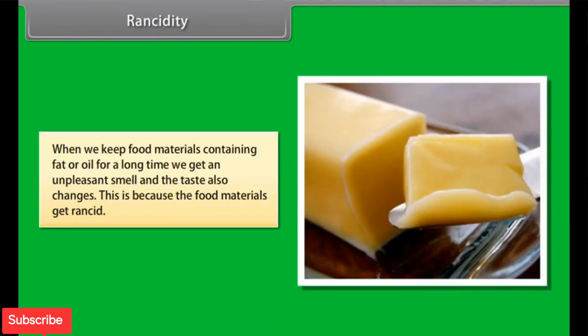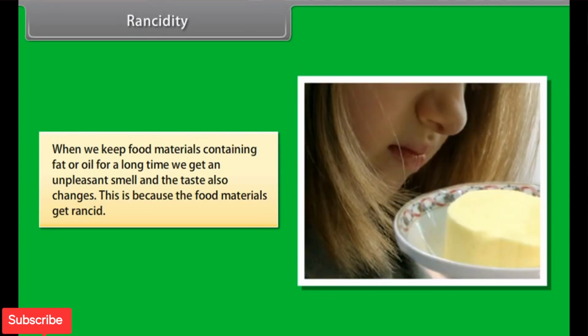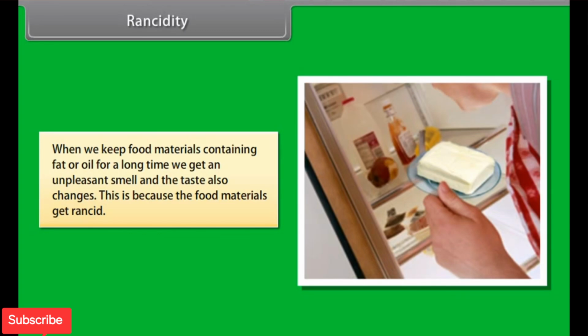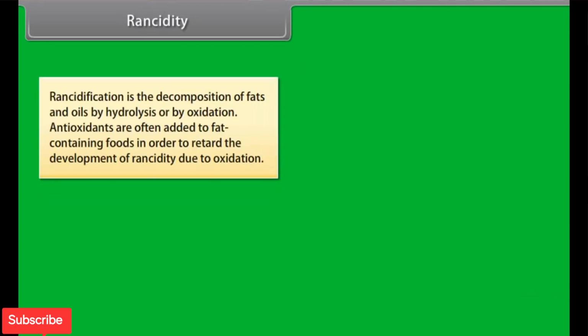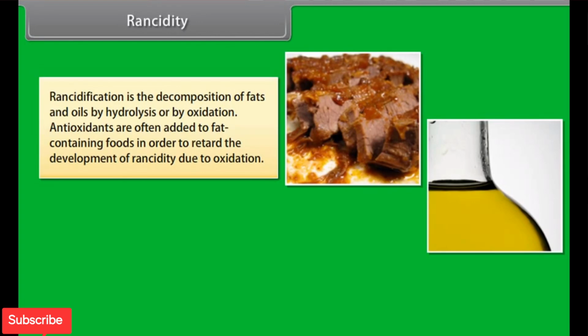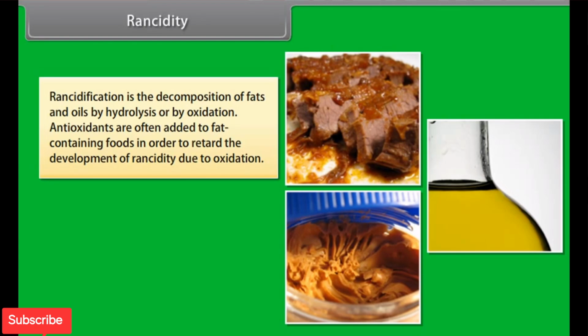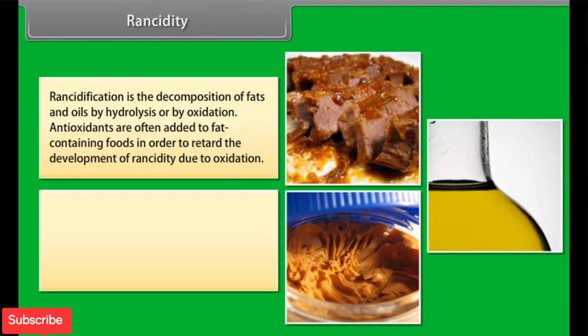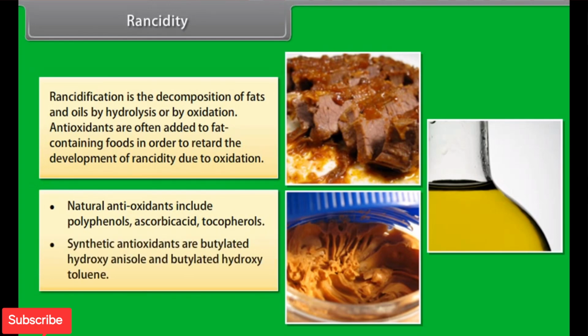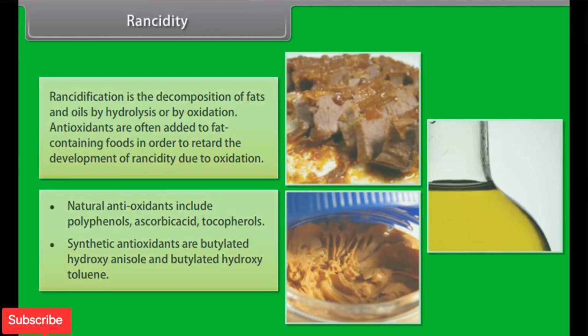Rancidity. When we keep food materials containing fat or oil for a long time, we get an unpleasant smell and the taste also changes. This is because the food materials get rancid. Rancidification is the decomposition of fats and oils by hydrolysis or by oxidation. Antioxidants are often added to fat-containing foods in order to retard the development of rancidity due to oxidation. Natural antioxidants include polyphenols, ascorbic acid, tocopherols. Synthetic antioxidants are butylated hydroxyanisole and butylated hydroxytoluene.